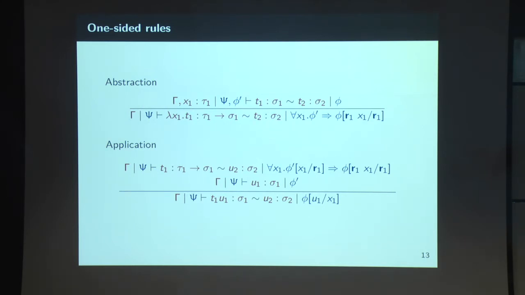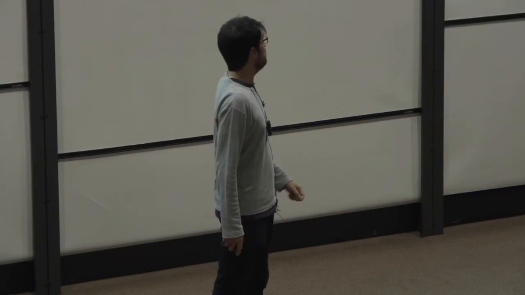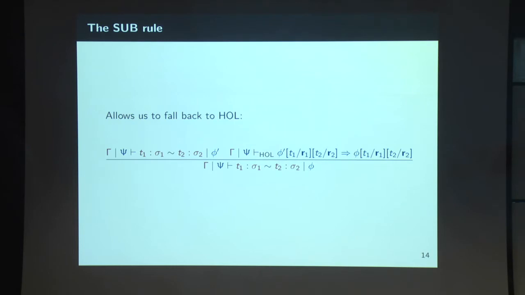We have many more rules in the system that I don't have the time to present. So I'm just going to introduce what we call the subsumption rule, but it's the usual consequence rule, or it will also be very similar to the subtyping rule of refinement types.